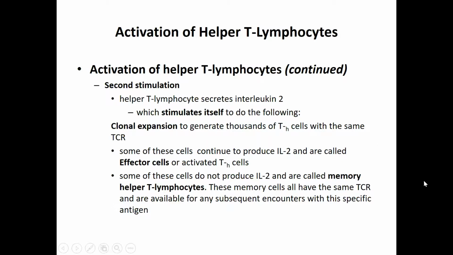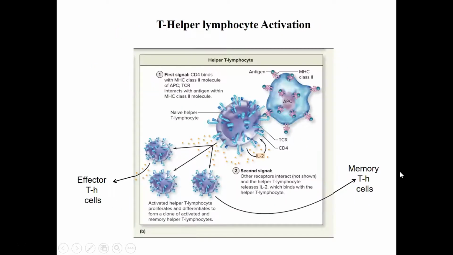The other cells in the expanded clonal pool of the helper T cell that was activated do not become effector cells. They do not secrete cytokines, but they are sort of stored away in the body and various lymphatic organs should you experience another encounter with this same foreign antigen. So those are the memory helper T cells. Memory cells are formed in the B cell response, in the helper T cell response, and you'll see in the next video also in the cytotoxic T cell response. Okay?